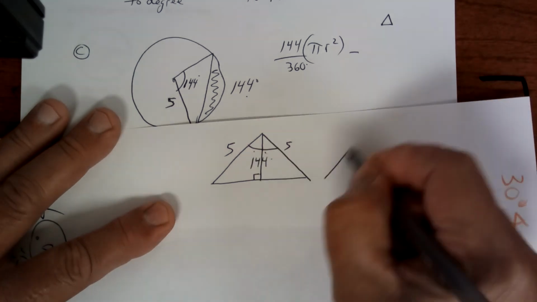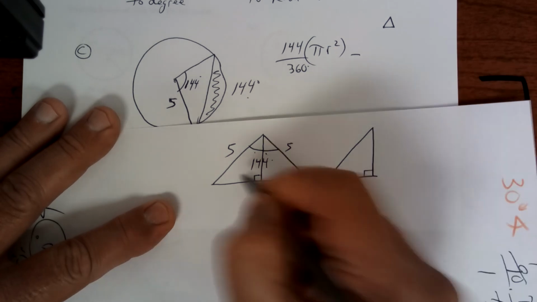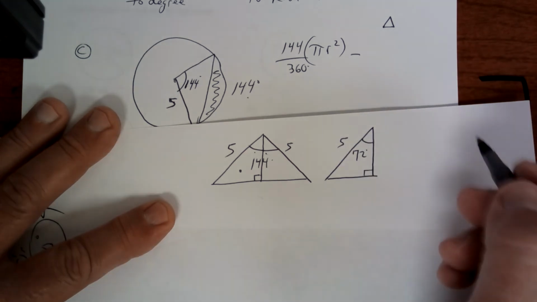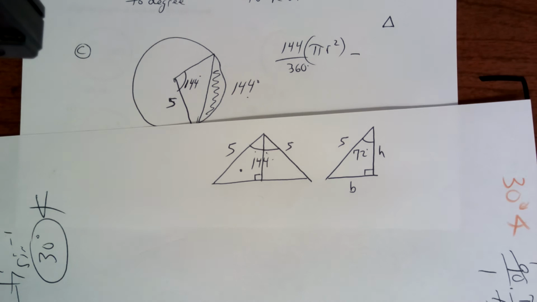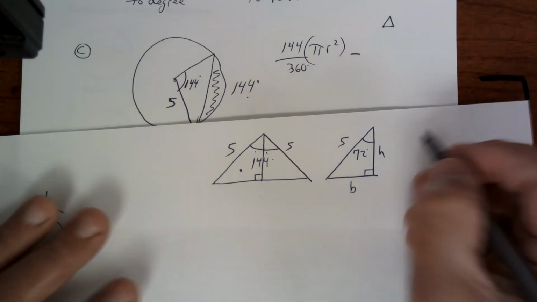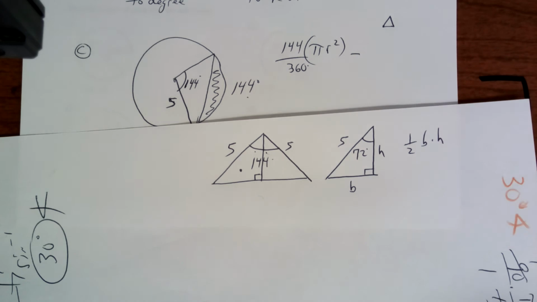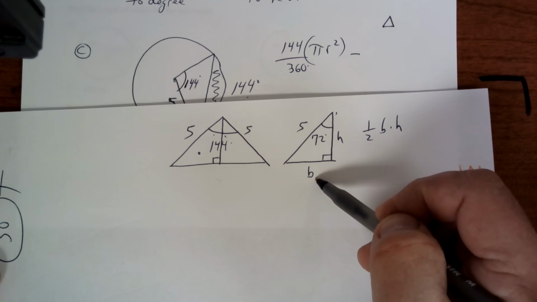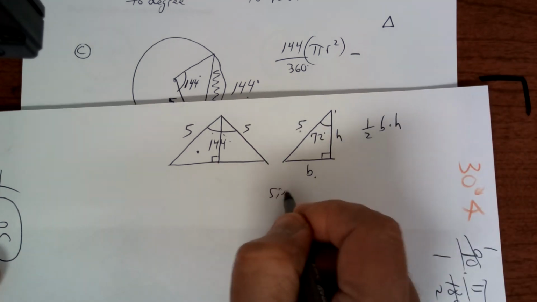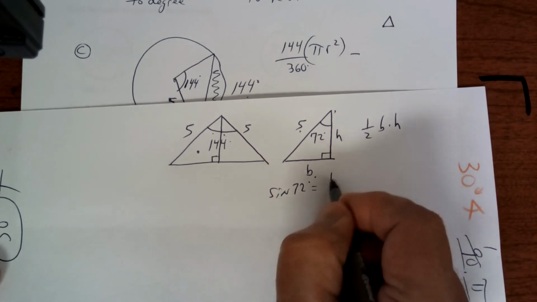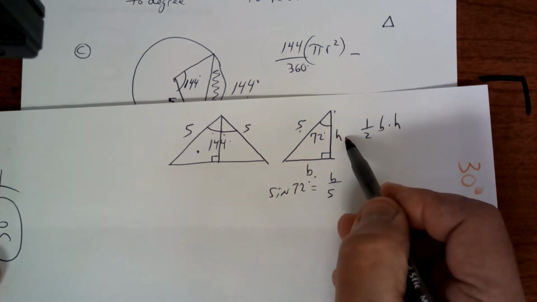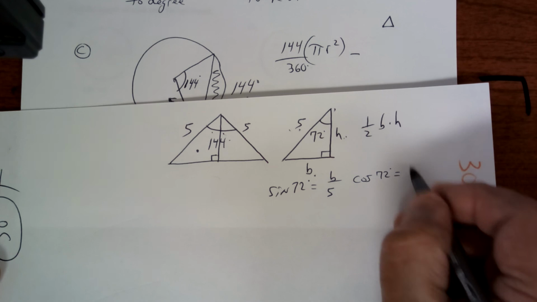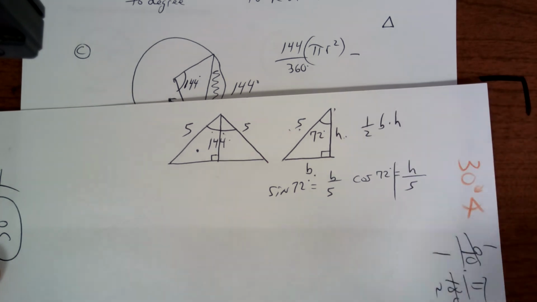We're going to pull out this triangle right here. We're going to put 72 degrees right there. We know that this is 5. We're looking for the height and the base. Okay, because to do area of a triangle, you need 1/2 the base times the height. Now this one right here is a harder problem, so pay attention. To get the base, it's opposite over hypotenuse, so that's going to be the sine of 72 degrees is equal to opposite over the hypotenuse. To get the height, that's adjacent over hypotenuse, so that's going to be the cosine of 72 degrees is equal to adjacent over the hypotenuse. If you work these out, you get your answers for B.